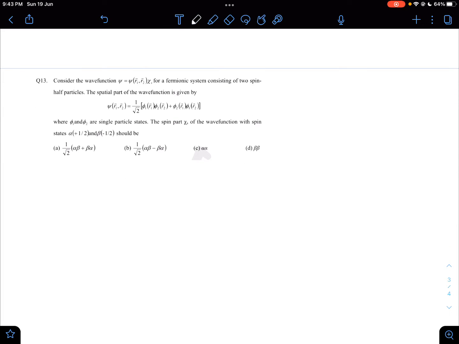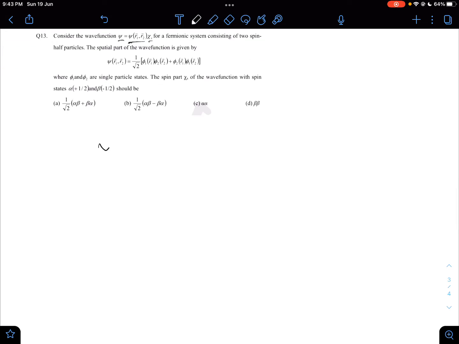What does the problem state? It states that we consider a wave function psi given as psi of r1, r2, chi of s. This is a function of spatial coordinates, and we have chi of s, the spin part. This is for a fermionic system. And what is the system? The system consists of two spin half particles.